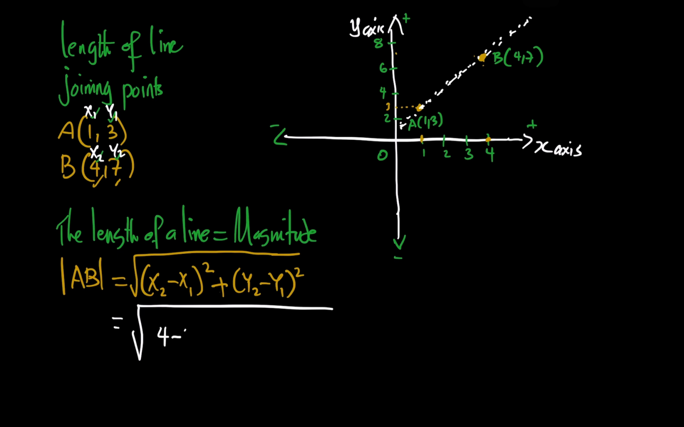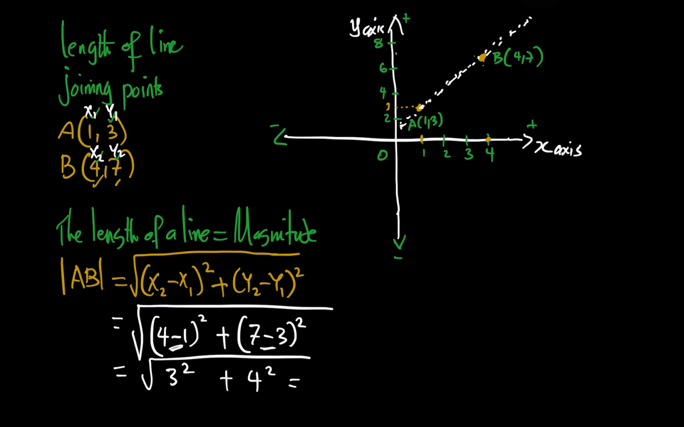Minus our x1, which is 1, and we square it. Now, no matter which one you make x1 or x2, you still get the same answer. Plus our y2, which is 7, minus our y1, which is 3, and we square that as well. And we end up getting the whole square root. This gives us 3 squared, plus 4 squared. And we end up getting the square root of 9 plus 16, which is the square root of 25, which is 5.